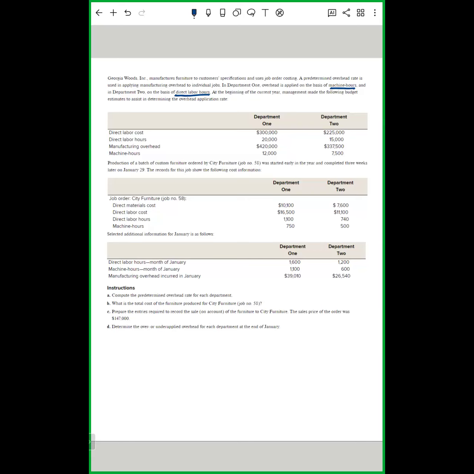So the question says, compute the predetermined overhead rate for each department. All right, in order to come up with the overhead rate, I need to take the manufacturing overhead and then allocate it in Department 1 based on machine hours and in Department 2 based upon labor hours. So that's how we're going to come up with these rates.